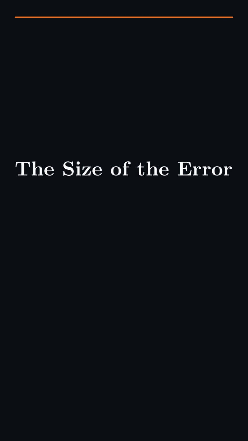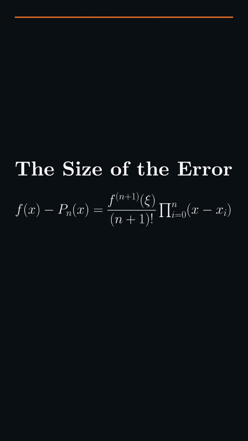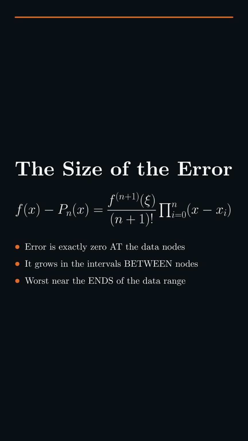Away from the nodes, the error follows a predictable pattern. The error is f of x minus p sub n of x equal to the n plus first derivative at some xi divided by n plus 1 factorial times the product of x minus every node. Notice the error is exactly 0 at the nodes themselves. It grows in the intervals between them, and it's usually worst near the ends of the data range.